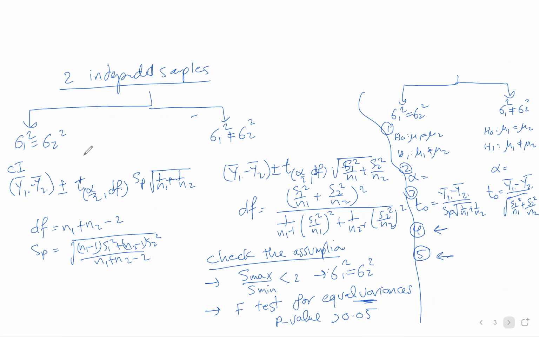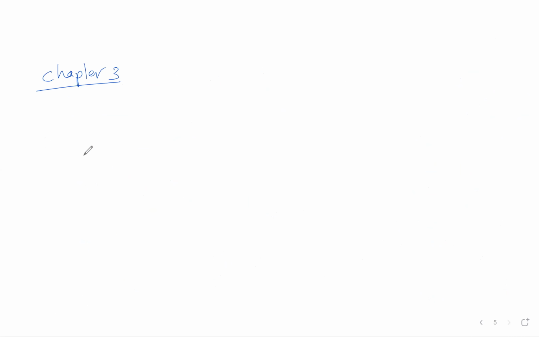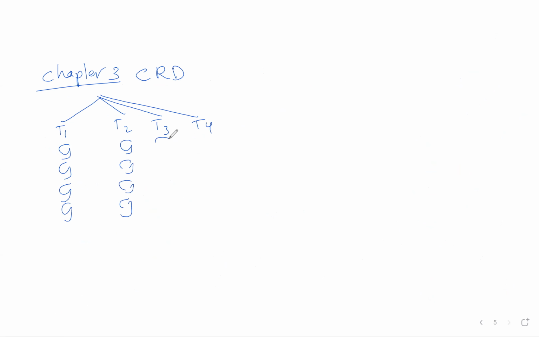So let's generalize the two samples. Chapter 3 covers the completely randomized design. In a completely randomized design, we have one treatment factor, but it has many levels, like treatment 1, treatment 2, treatment 3, treatment 4. For each treatment, we assign some experimental units. So we have replication and we assign them randomly, so we have randomization, but we do not have a blocking factor so far.